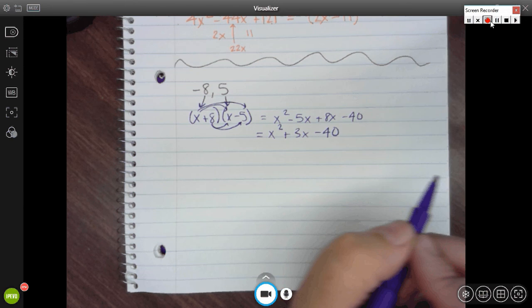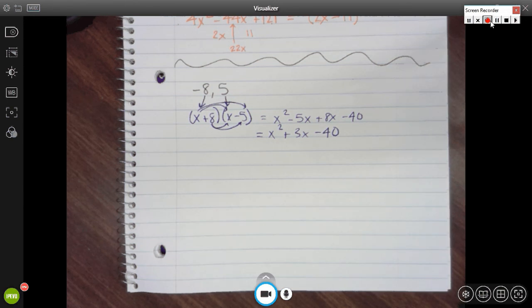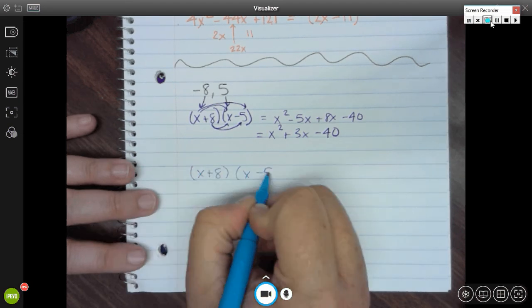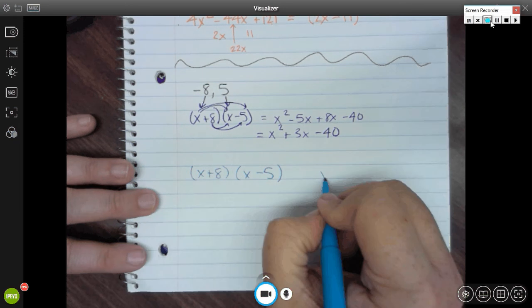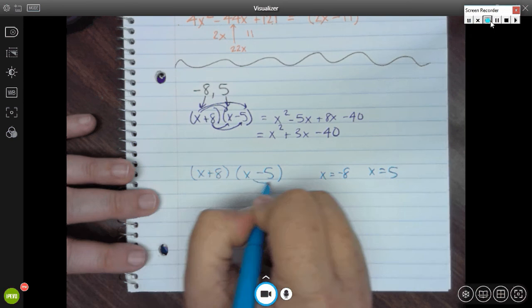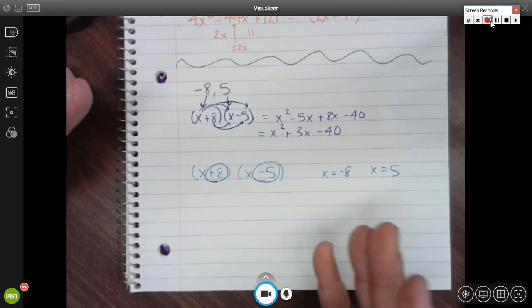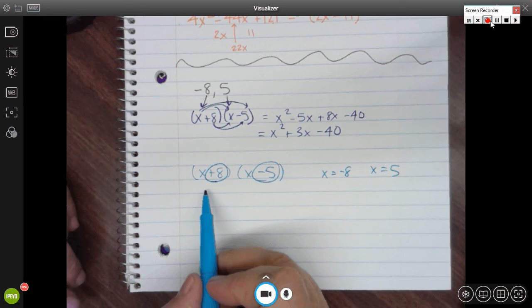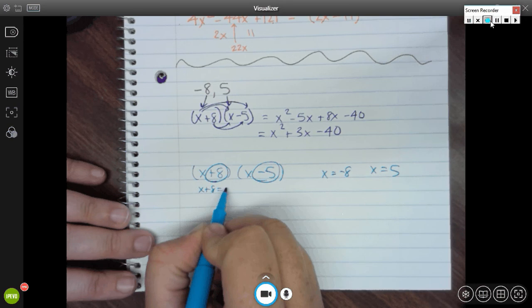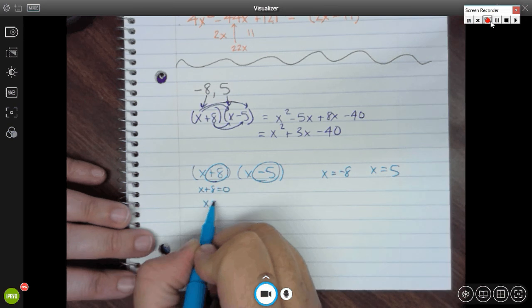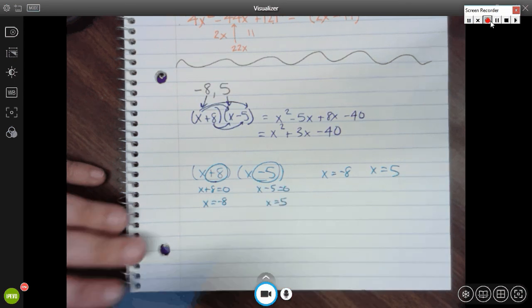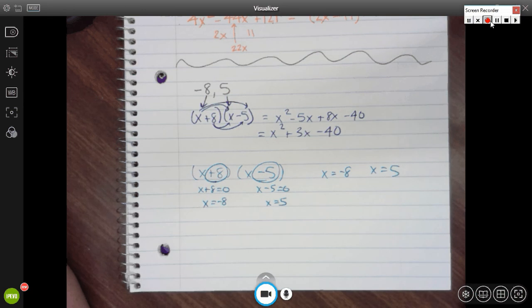Big connection here, though, is that I want you to see that when I have these two values like this, essentially I have my zeros. X equals -8 and x equals 5. These are both zeros of the function. I've just had to change the sign, right? And I had to change the sign because when x plus 8 equals 0, you subtract 8 and you get -8. Okay, so the opposite signs there, those are my zeros. I think you have enough information now that you can get on your factoring.